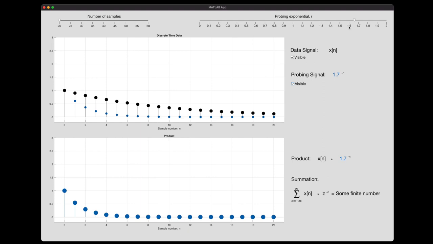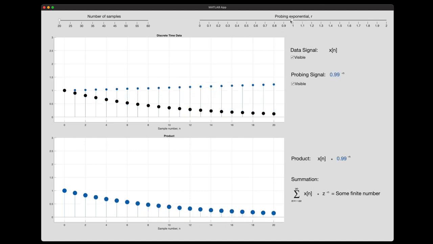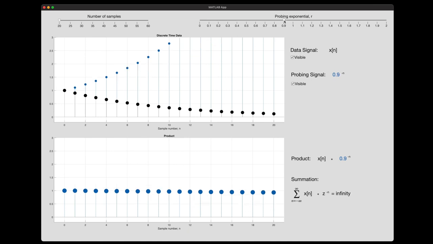But as we start to decrease r, the probing signal starts to decay less quickly. The product of the two is also decaying less quickly, and so the summation is growing. It's still just a boring finite number though. But at some point, the probing signal grows at the exact same rate that the time signal decays. When that happens, the product is a perfectly flat line, and the summation right at this point becomes infinite. It no longer converges. It is this infinite value that tells us that we have perfectly matched the exponential.